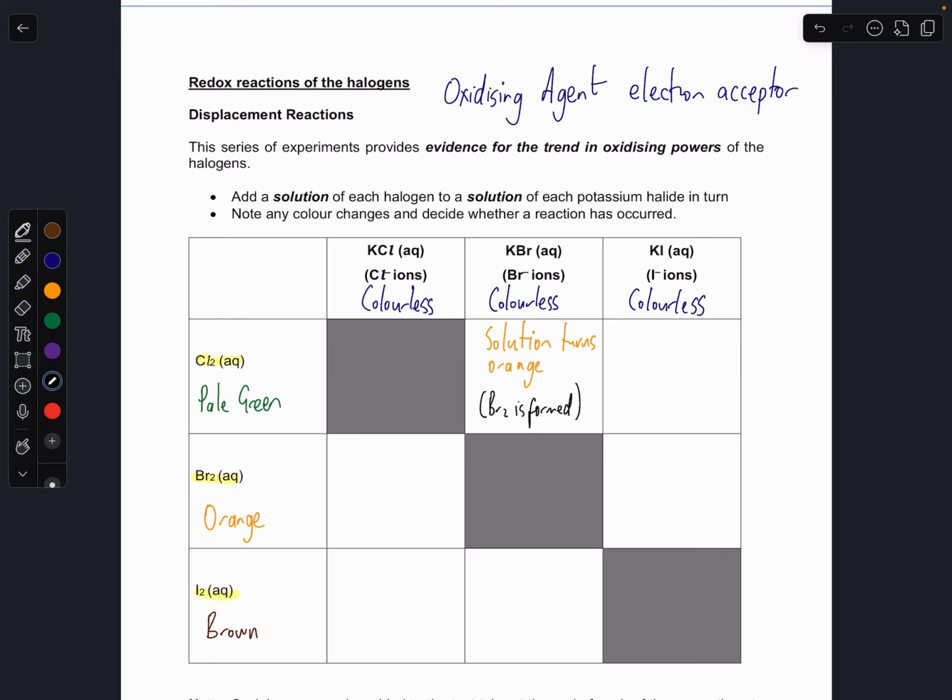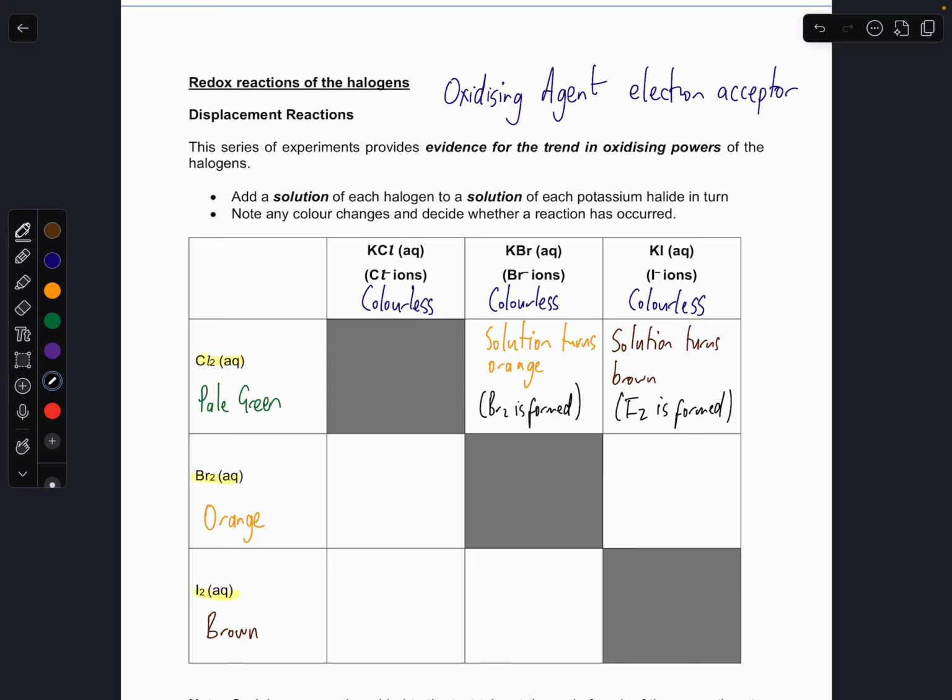Can chlorine displace iodide from its solution? Yes, it can. And when this happens, the solution turns brown, and that is because iodine is formed. So chlorine, the most reactive of the three halogens that we're having a look at, can accept electrons or can oxidize bromide, and it can oxidize iodide, causing them to turn into the halogen in the solution.